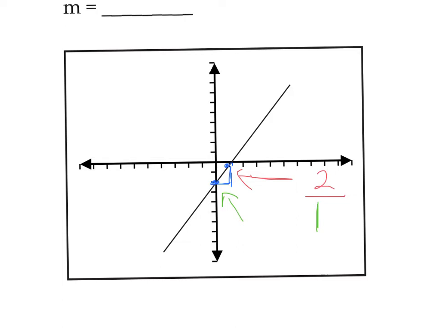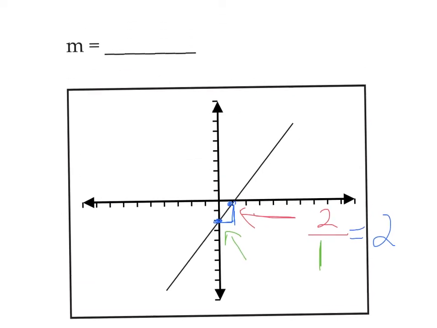We always simplify our fraction, so this needs to be simplified. To write it in its simplest form, 2/1 is equal to 2. So this line has a slope of 2. And if you're filling in your workbook here, you're going to want to put that right up there. This line has a slope of 2.